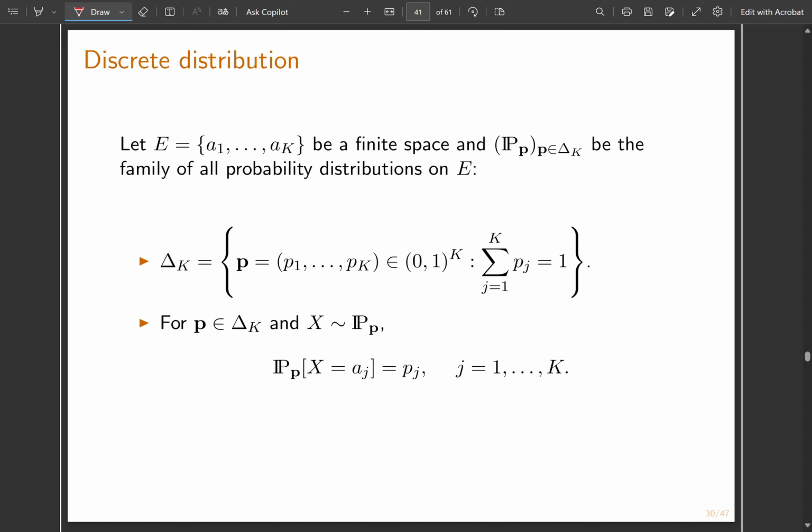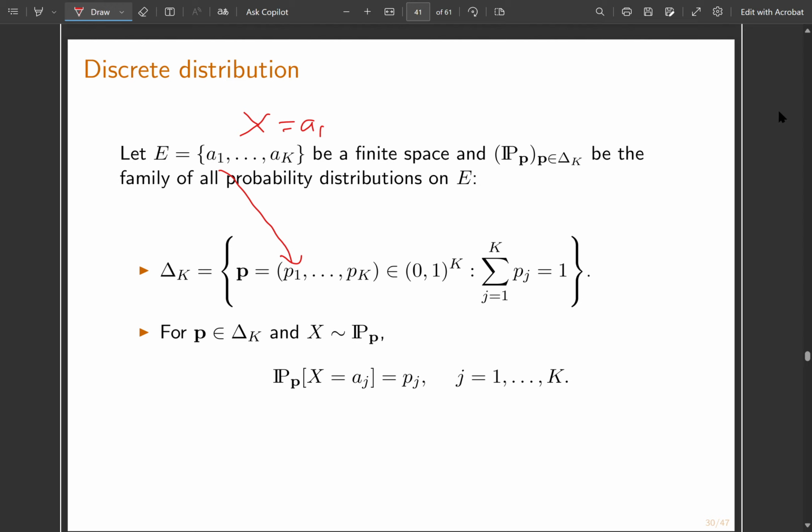And it is saying that the probability of x being a1 is p1. What is p1? P1 is the probability of x being a1. That's all about it.